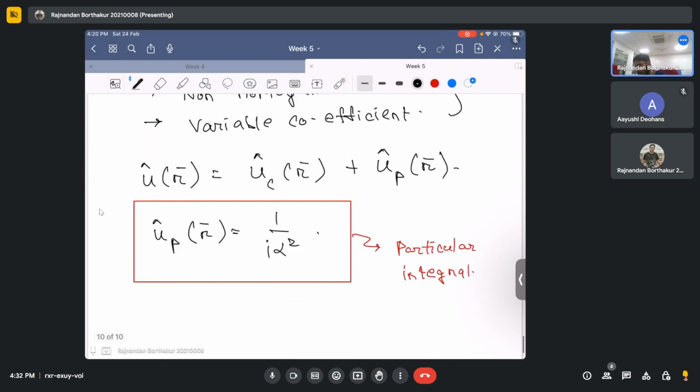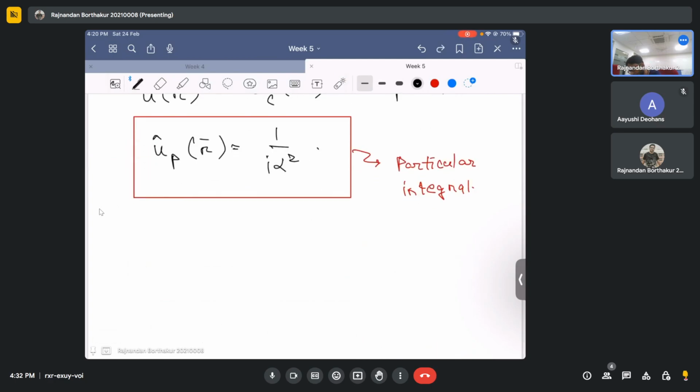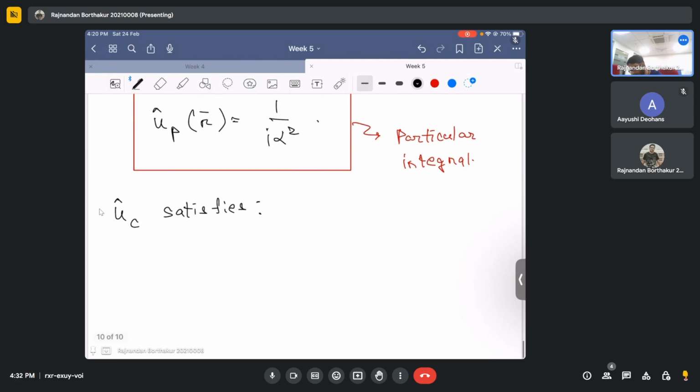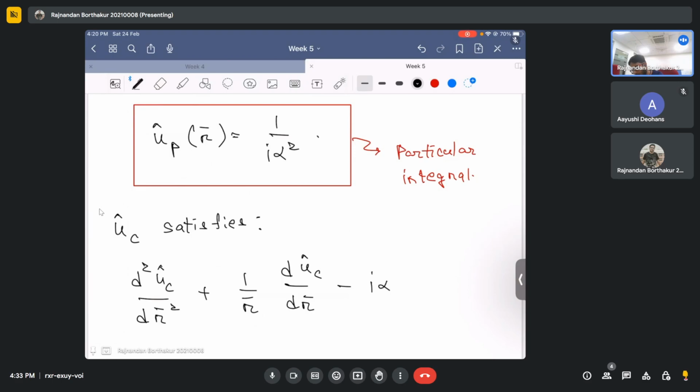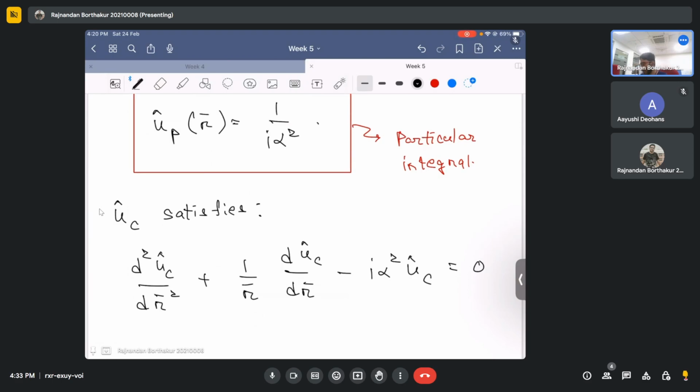So u_c satisfies this. It satisfies the complementary part, which is basically d2 u hat c by dr bar squared plus 1 by r bar d u hat c by dr bar minus, I think there is a minus here, i alpha squared u hat c equals 0. Let me just check my notes here to be sure that we are on the same page. All right, this is fine.